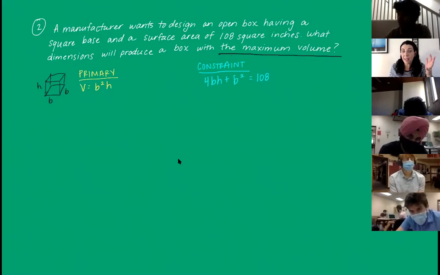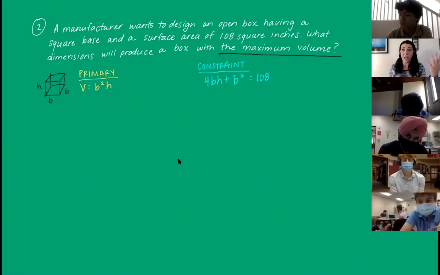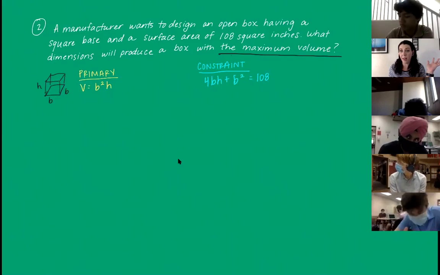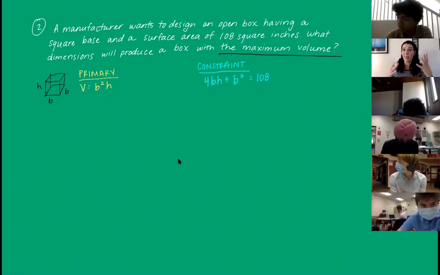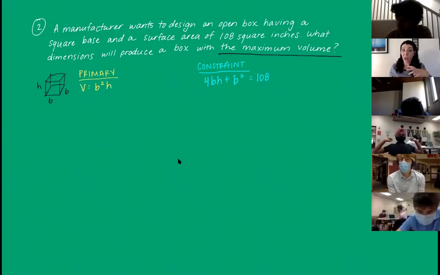Some people might accidentally read a box as the same as a cube, so they might put B cubed for the volume, or 4B squared or 5B squared for the constraint, something like that, right? It's important you know that the height and the base are not necessarily equal to each other. Okay, from here, this is my primary, this is my constraint.